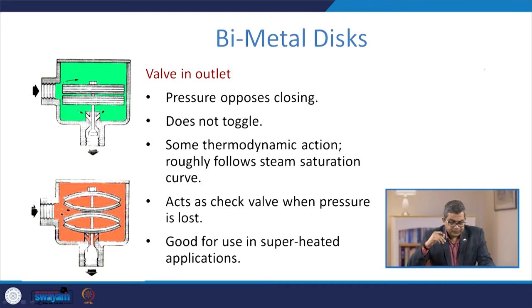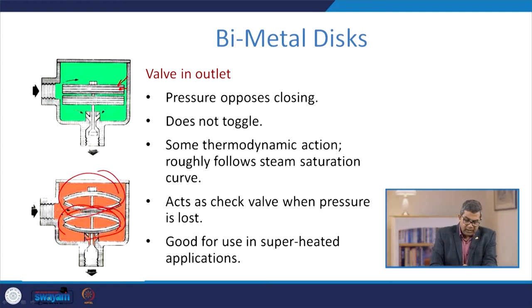You see that there are certain bimetal discs which are used to operate. Here you see these are the bimetal discs, and if conditions prevail, they can deform this way. By this way they allow the passage of steam or water. So, usually pressure opposes closing, they do not toggle. Some thermodynamic action roughly follows the steam saturation curve, and sometimes they act as a check valve when pressure is lost, and they are very good for superheated application.